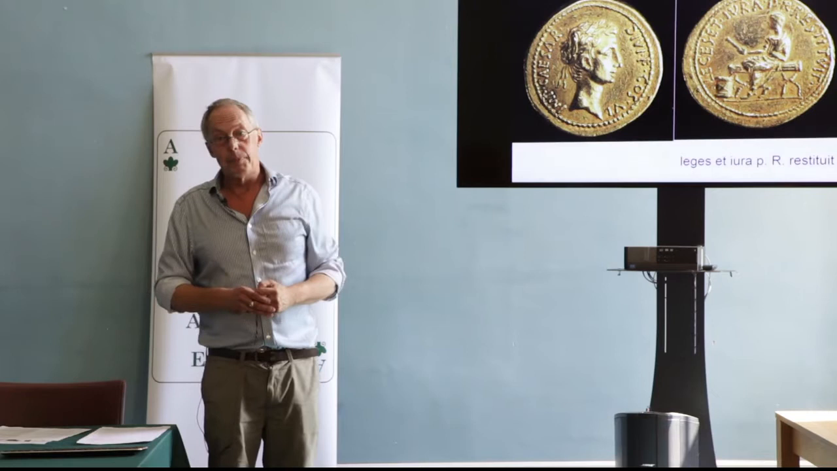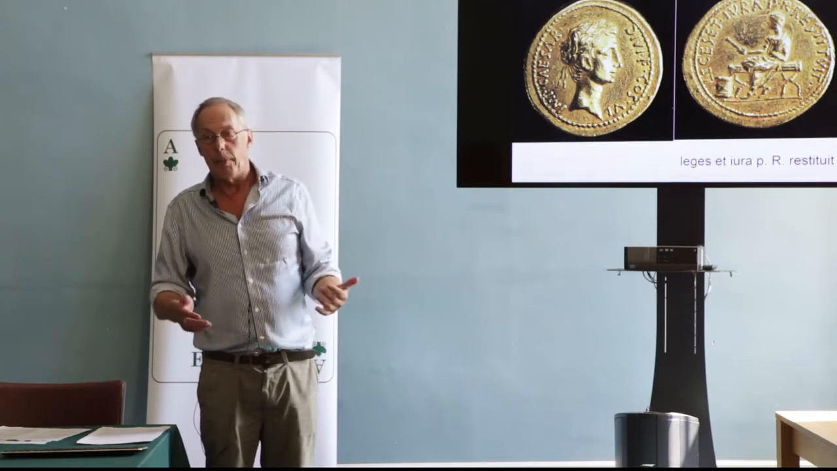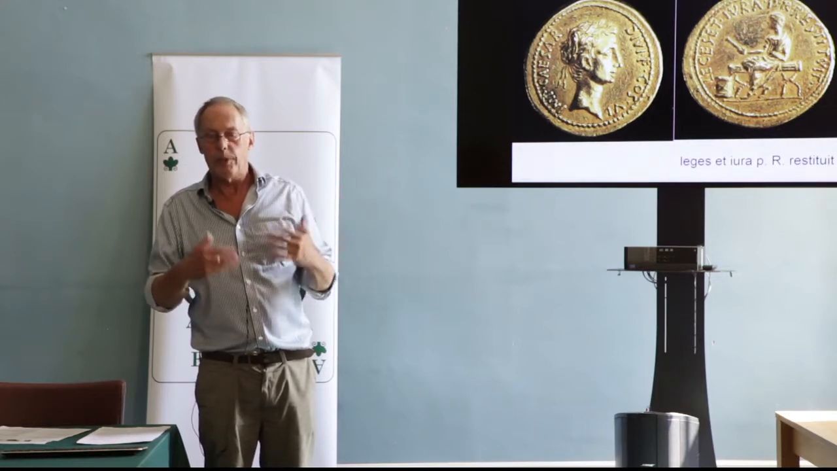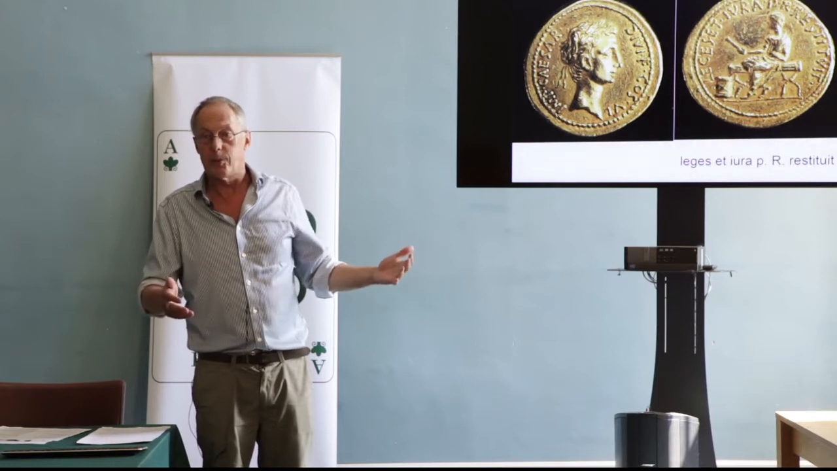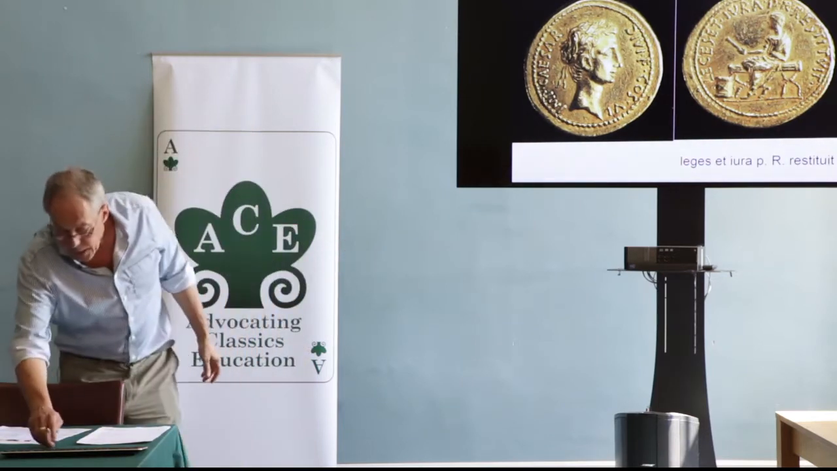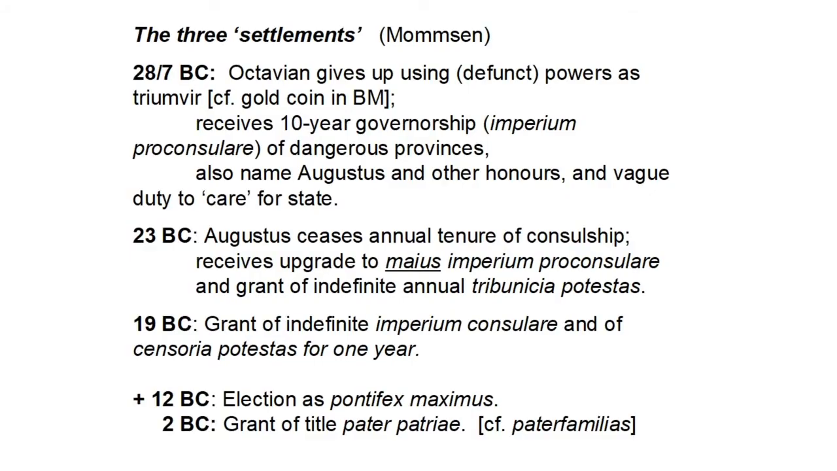When Octavian comes back, he's master of the whole Roman world. He is so unpopular, he thinks he's going to establish a policy, but he has to back down. And what he does is he says, I'm going to restore the Republic. And he sort of legalizes his position: he gives up being triumvir, which he wasn't legally anyway, and instead he takes something that Pompey had. He takes a limited command.